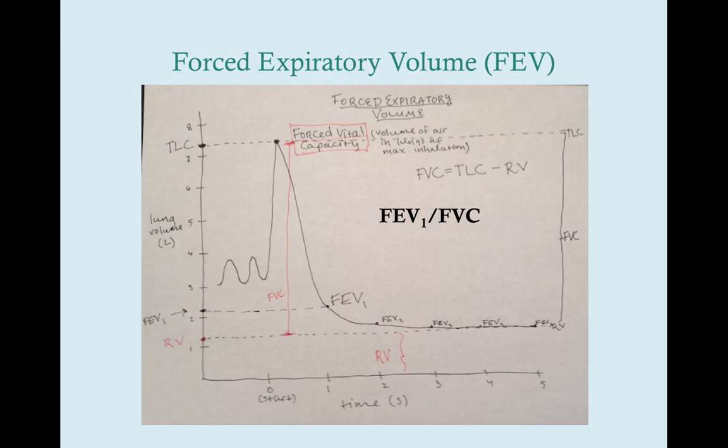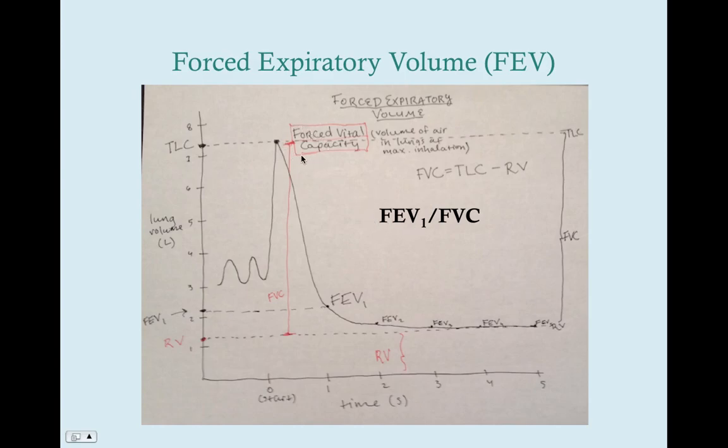Now we're telling them to breathe out as fast as they can. And as they breathe out, they're going to reach their residual volume eventually, because remember, the residual volume is the amount of air that remains in your lungs when you've totally breathed out. Now, what we can measure when somebody breathes out as fast as they can is an FEV1.